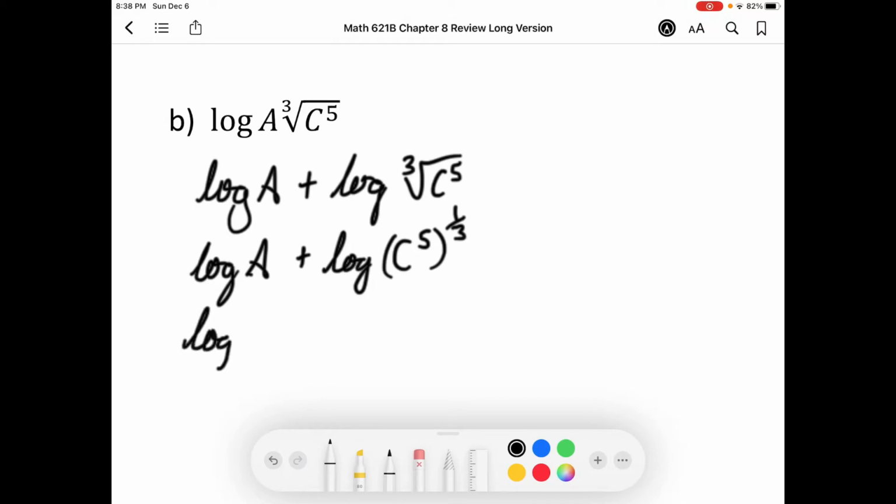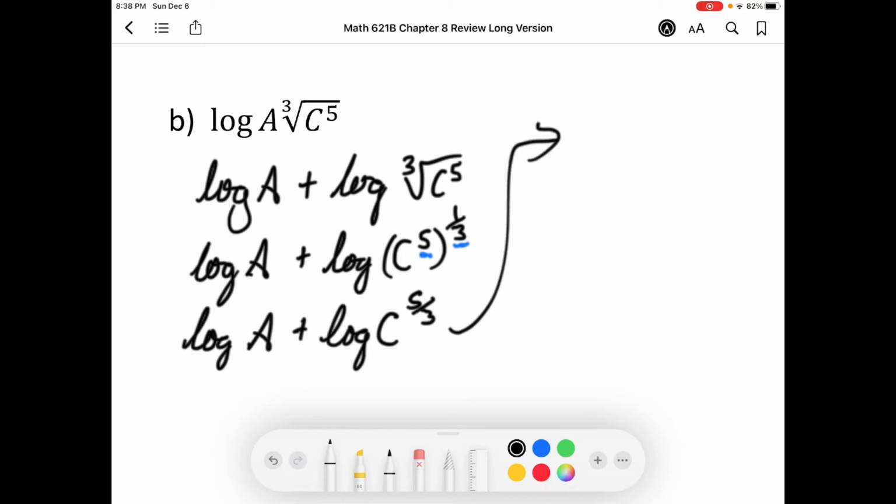I can still make that a little nicer. If I have powers to powers, then I can multiply these powers together. 5 times 1/3 is 5/3. So I have c to the 5/3. And lastly, I can bring that exponent down front using my power rule. So I get 5/3 log c.